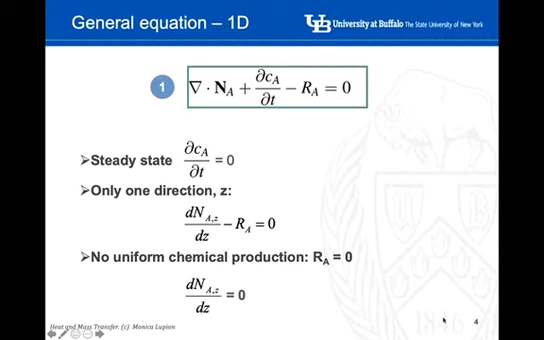In previous lectures, we considered there is only one direction. So that simplifies a lot the mathematical solution of this equation. And also, we saw different cases when this term A is equal to 0, when there is no chemical production.